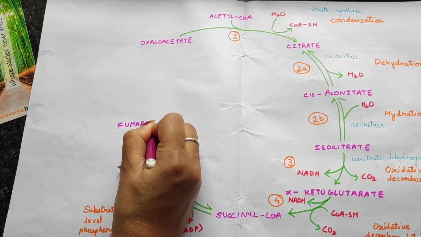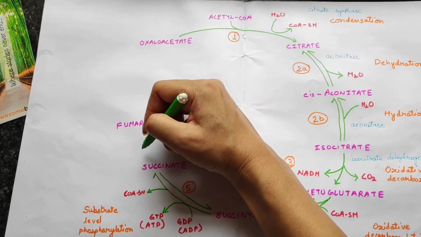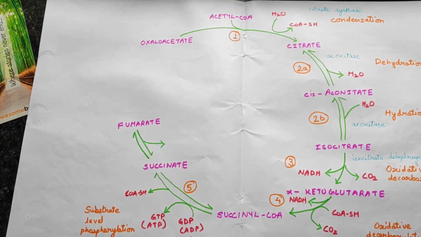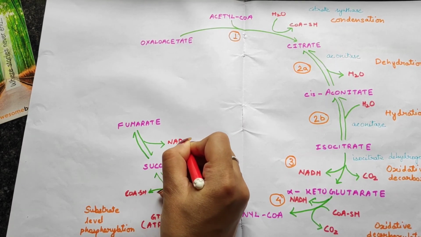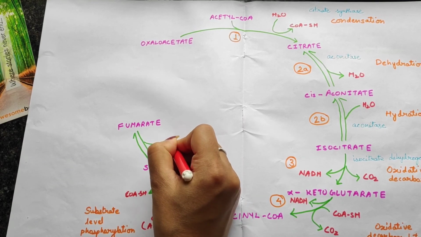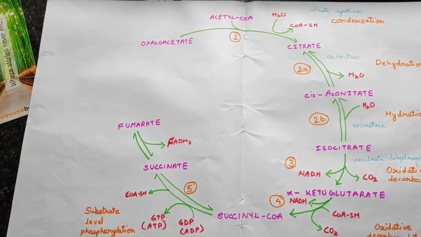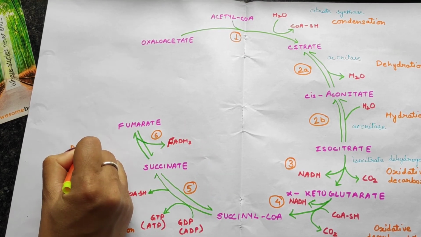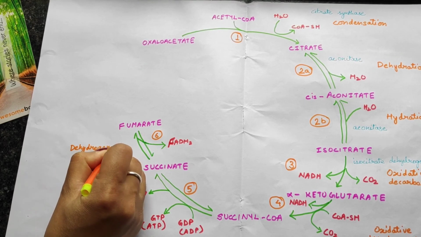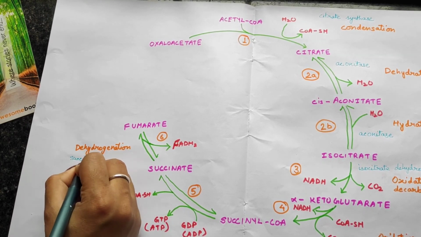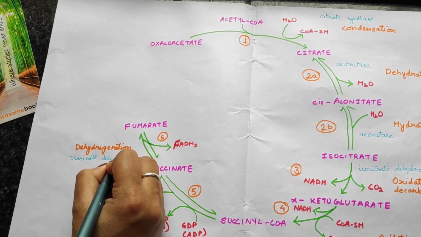Now comes the 6th step, in which fumarate will be formed from succinate. This is also a reversible reaction. Here, one molecule of FADH2 will be released. The process that is taking place is called dehydrogenation, and the enzyme that catalyzes this particular reaction is called succinate dehydrogenase.